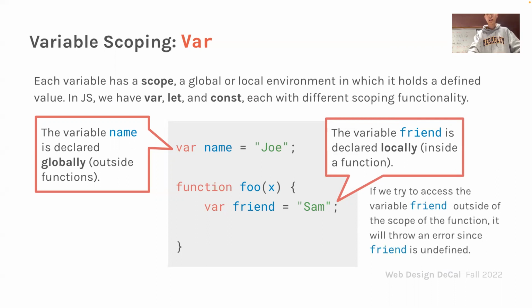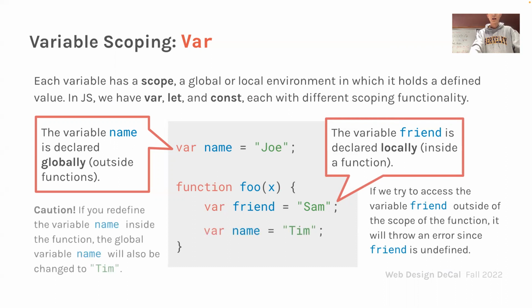So now if we try to access friend outside of the function, similar to what I kind of implied, okay, wait, it's not gonna. If you were to call alert function, or sorry, alert friend right here, it should throw an error because it doesn't see friend globally. Friend was defined within the function.